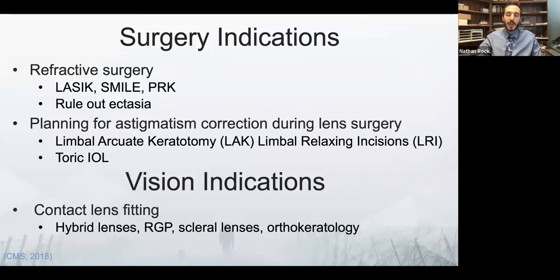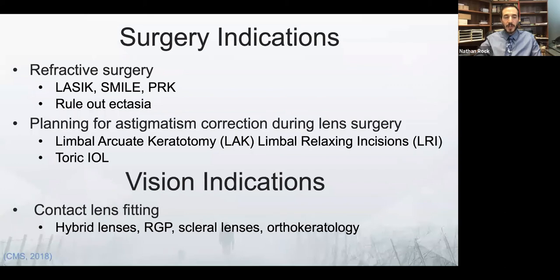But ultimately, it's not only things that you'll think of, and we'll go into this a little bit further. Also, topography is incredibly important, of course, for refractive surgery. So LASIK, other corneal surgeries like SMILE, PRK to rule out ectasia. Very important for planning for astigmatism correction during lens surgery, especially for limbal arcuate incisions, whether those are manual or laser created, and toric lens planning. It is really helpful, and most surgeons that do premium IOLs will use both the biometry, like an IOL Master, and the topography, because they're different technologies that are complementary.